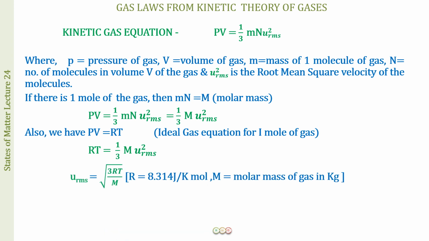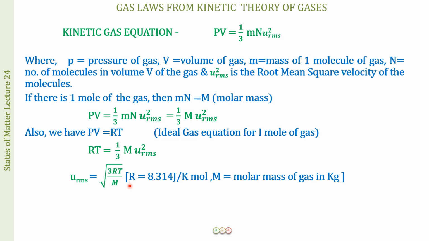So from here you can derive the value for URMS to be equal to under root of 3RT by M. And what is R, that is important over here? It is the universal constant, but here we are taking the values of velocity, and it is generally taken to be meters per second in the SI unit. So the value of the R universal gas constant also has to be in the SI units, right?